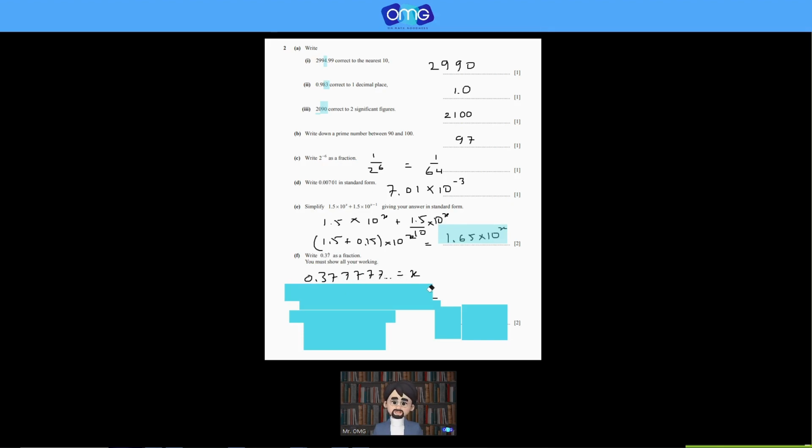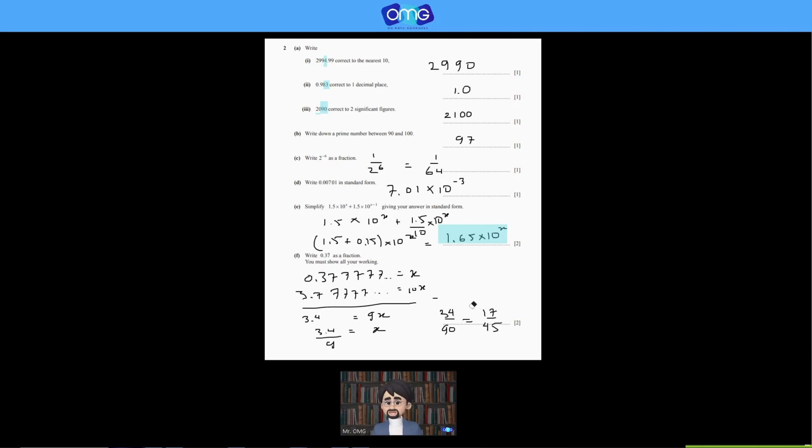And write down this as a fraction, 0.3777... as x. Okay, yeah. Multiply by 10, we get 3.777... equals 10x. Let's subtract them. We get 3.4 equals 9x, and x equals 3.4 divided by 9, and that's 34 over 90, and let's simplify to 17 over 45, and that's the answer.